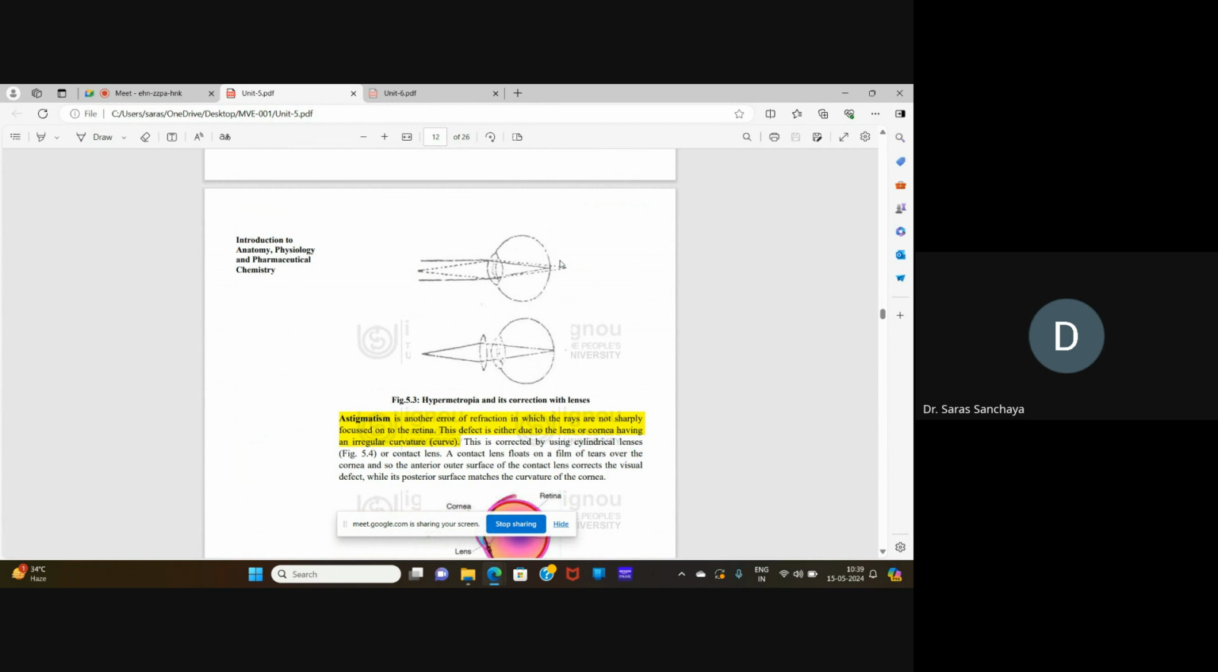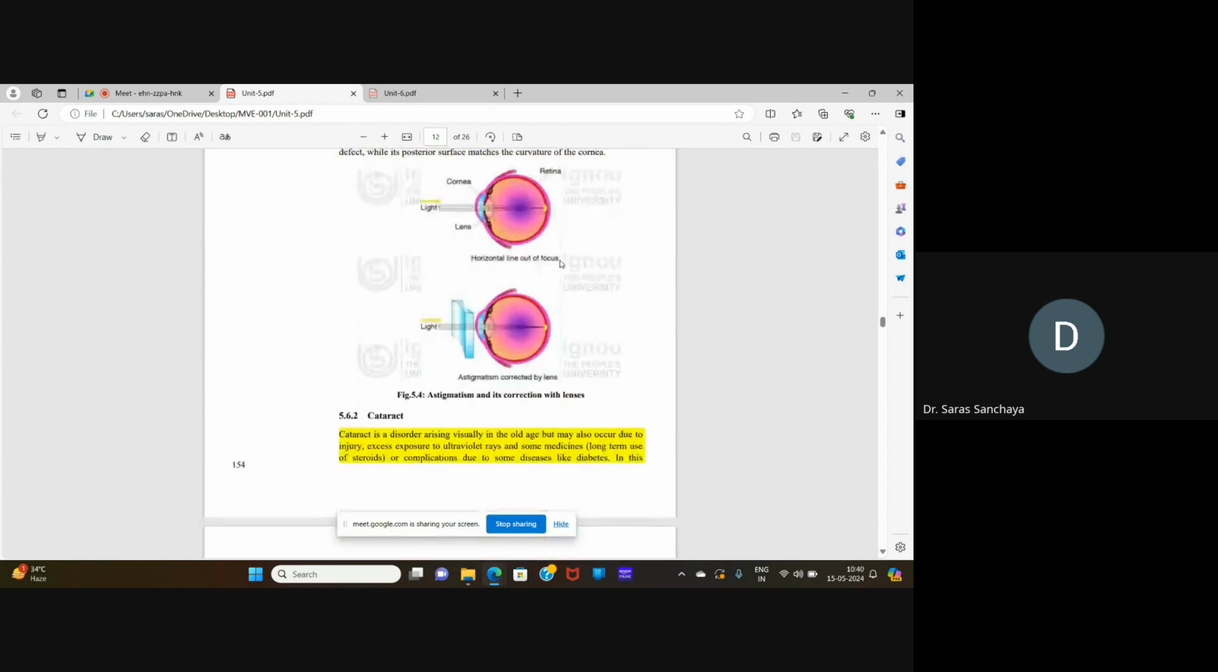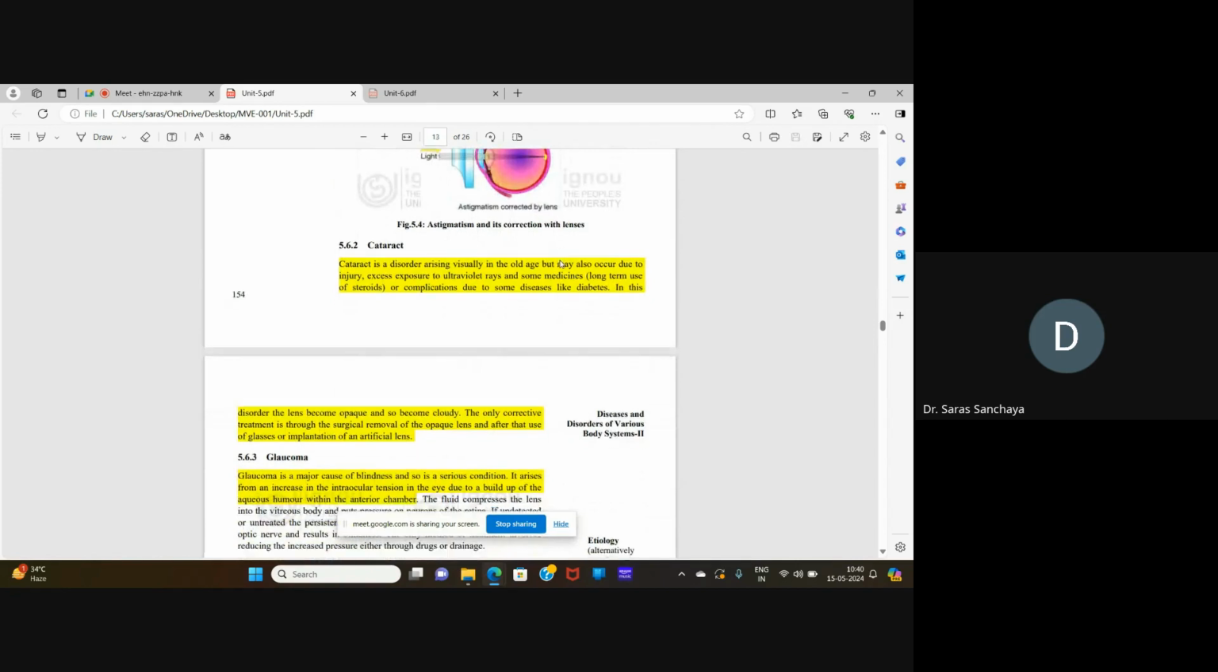Astigmatism is another error of refraction in which the rays are not sharply focused onto the retina. This defect is either due to the lens or cornea having an irregular curvature. Then, a very important disease is cataract.